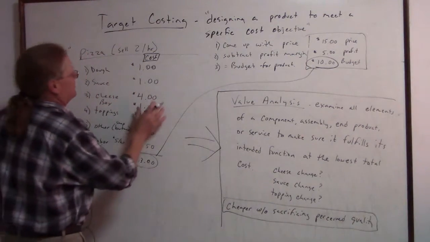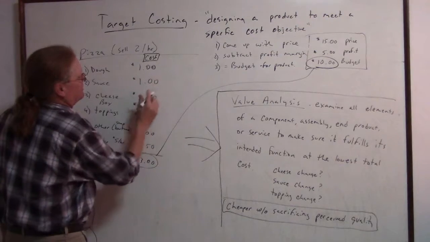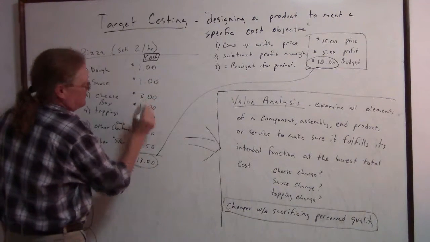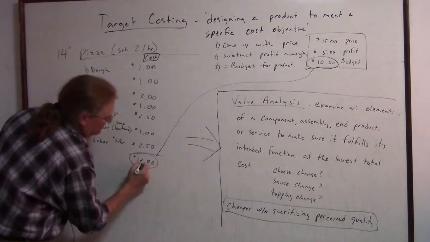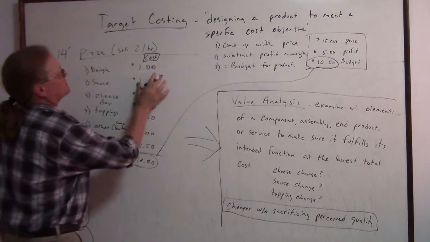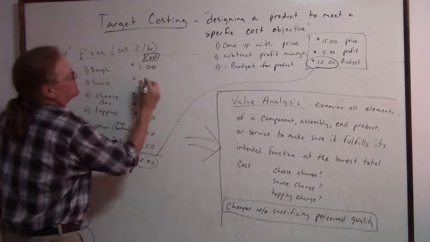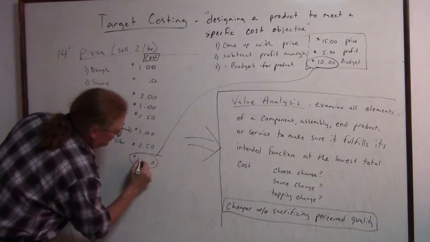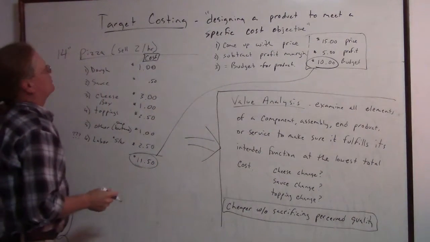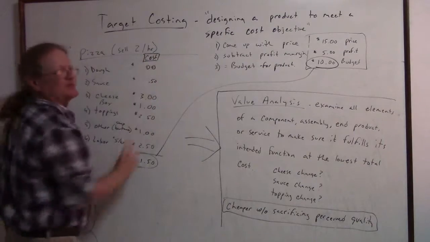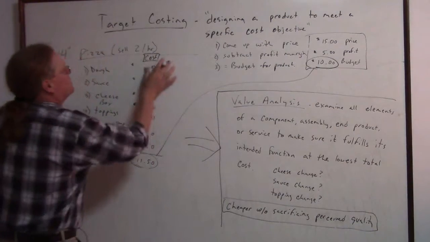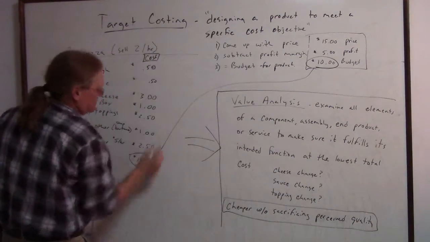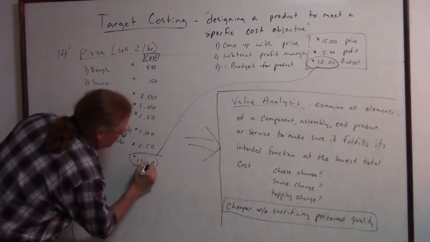Oh boy. Maybe I have to go down to $3. Now I'm at 12. Oh shucks, the sauce. For simplicity, we'll just call it 50 cents. Now I'm down to $11.50. Oh boy. The dough, it's gonna be a thin crust. Thin crust, 50 cents. Now I'm down to 11.